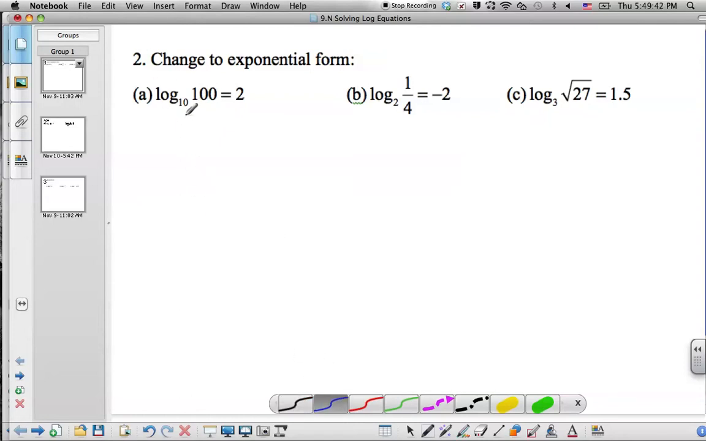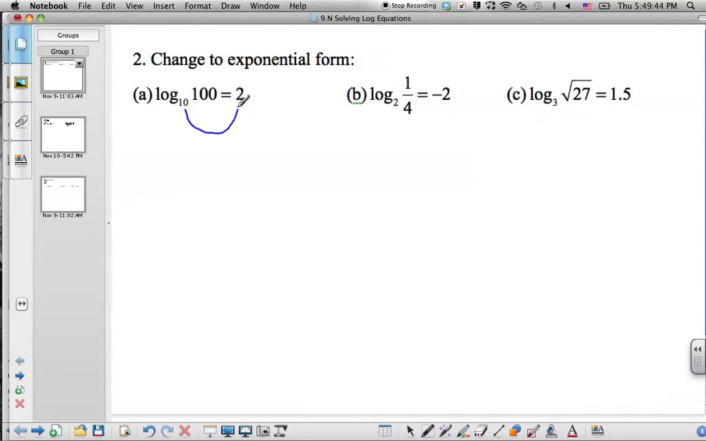We do the ear. This is actually, we're not solving yet. We better read the directions. So it says change to exponential form. And I knew right away we weren't solving because there's no variable here. So to change to exponential form, we just want it written in exponent form.